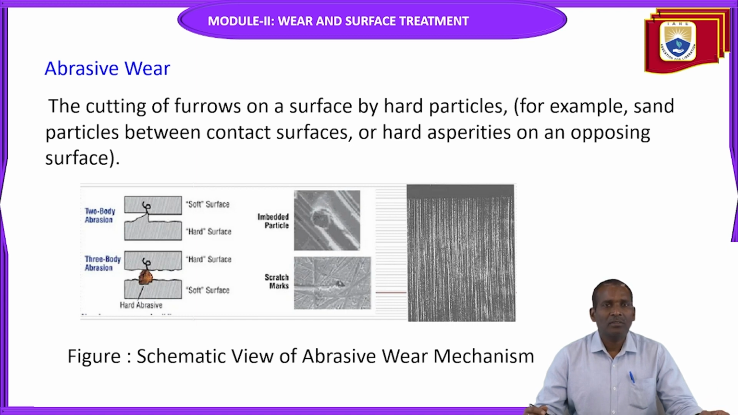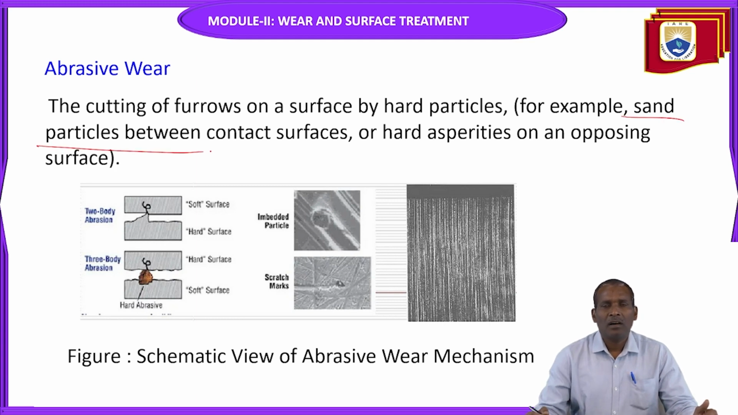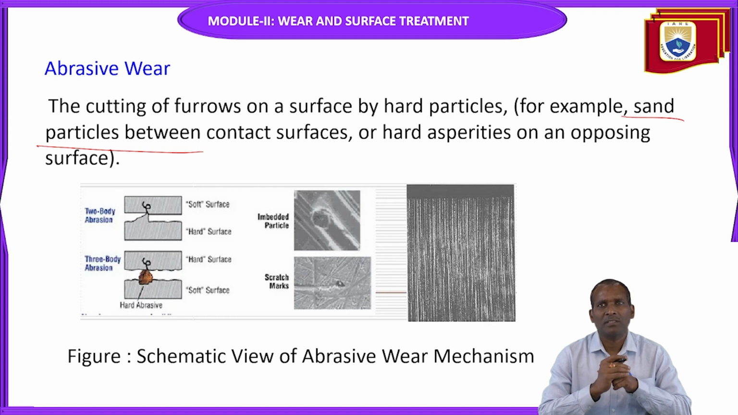In this diagram, the schematic view of the abrasive wear mechanism is shown. The cutting force on a surface by hard particles, for example, sand particles between contact surfaces, or hard asperities on an opposing surface. Due to the hard particles, the cutting is possible. Sand particles between contact surfaces are one example. Another is hard foreign material particles present on an opposing surface.